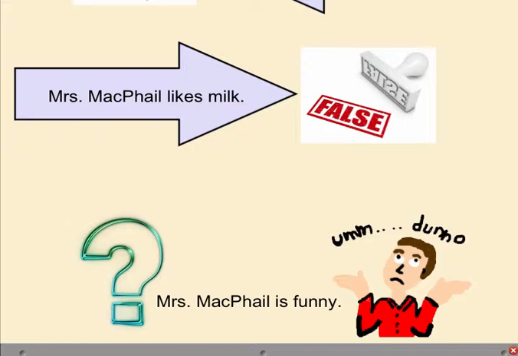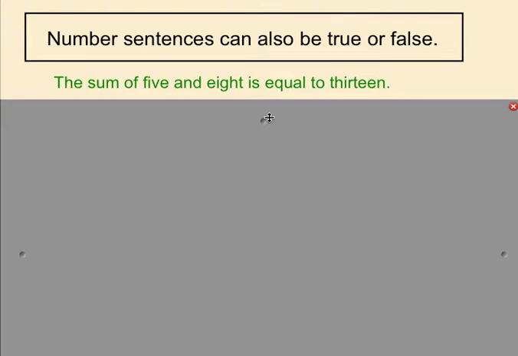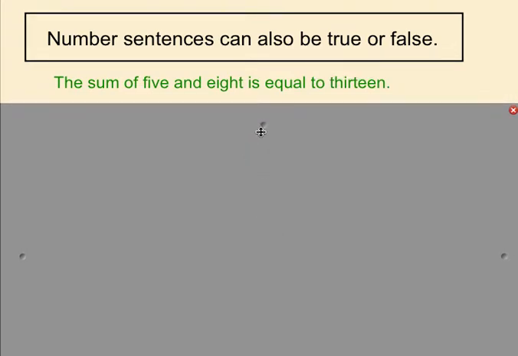So where am I going with this? Well, I'm applying it to math. Did you know that number sentences can also be true or false? And sometimes, I don't know. Here's an example. The sum of 5 and 8 is equal to 13.